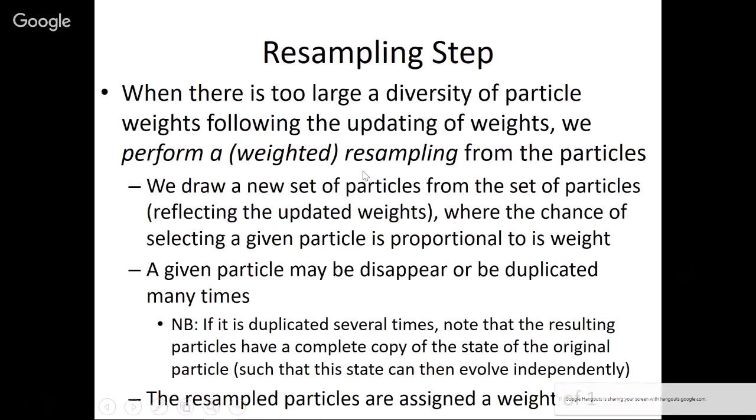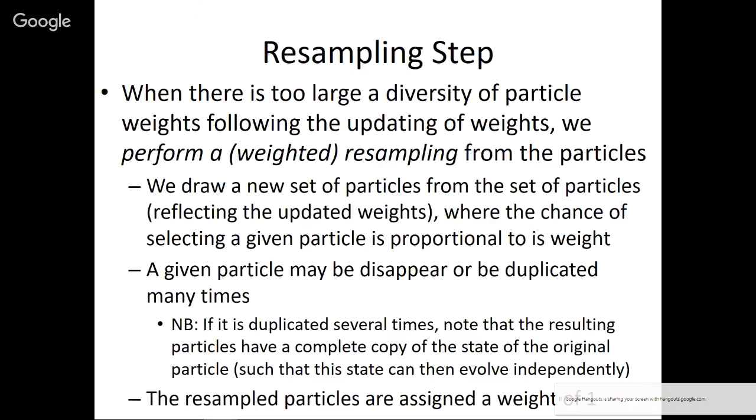we perform what's called a resampling. And here we draw a new set of particles to consider from the set of particles till this point, where each particle, as always, is drawn proportional to its weight. Just like we do in importance sampling, we give things weights, and then if we want to draw from the distribution, we actually have to draw samples from it with a probability according to their weight. That's what happens in importance sampling.